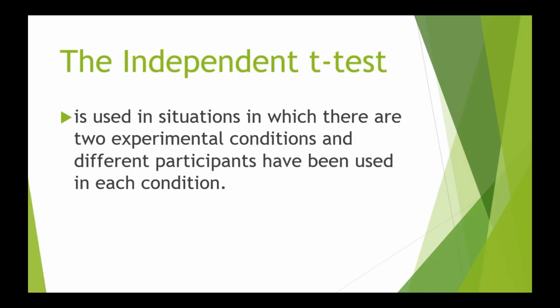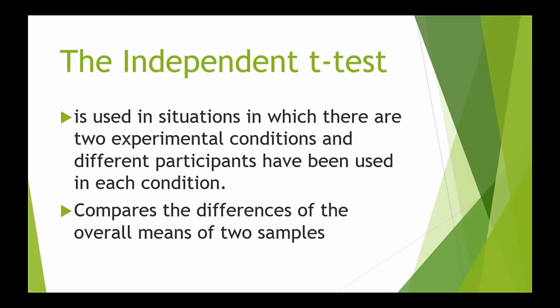The independent t-test is used in situations in which there are two experimental conditions and different participants have been used in each condition. So when we go back to the dependent t-test, it's looking at the differences between pairs of scores from the same participants. But if we talk about the independent t-test, it's looking at the differences between different participants. This means that this test compares the differences of the overall means of two different samples.